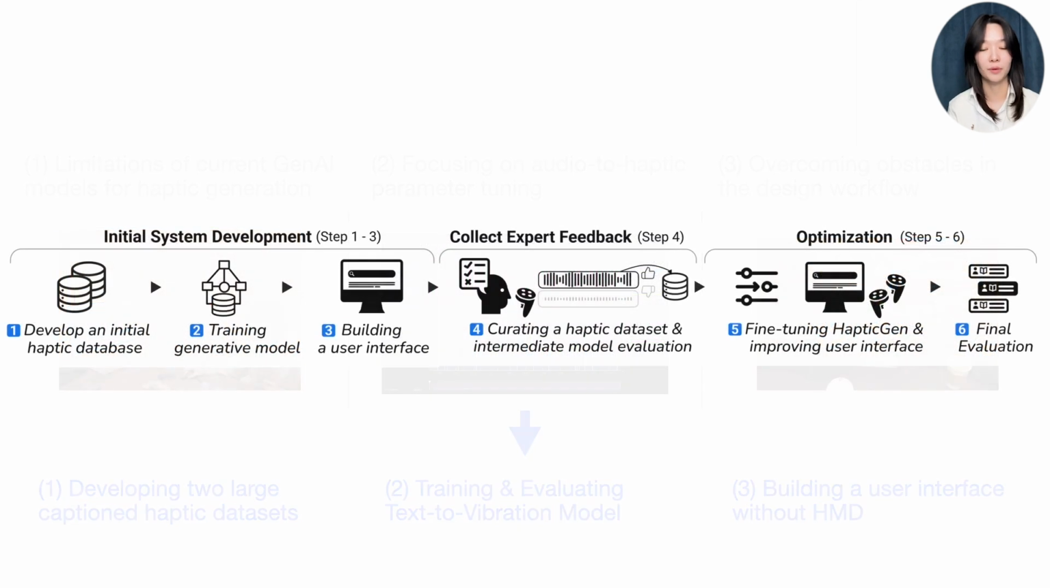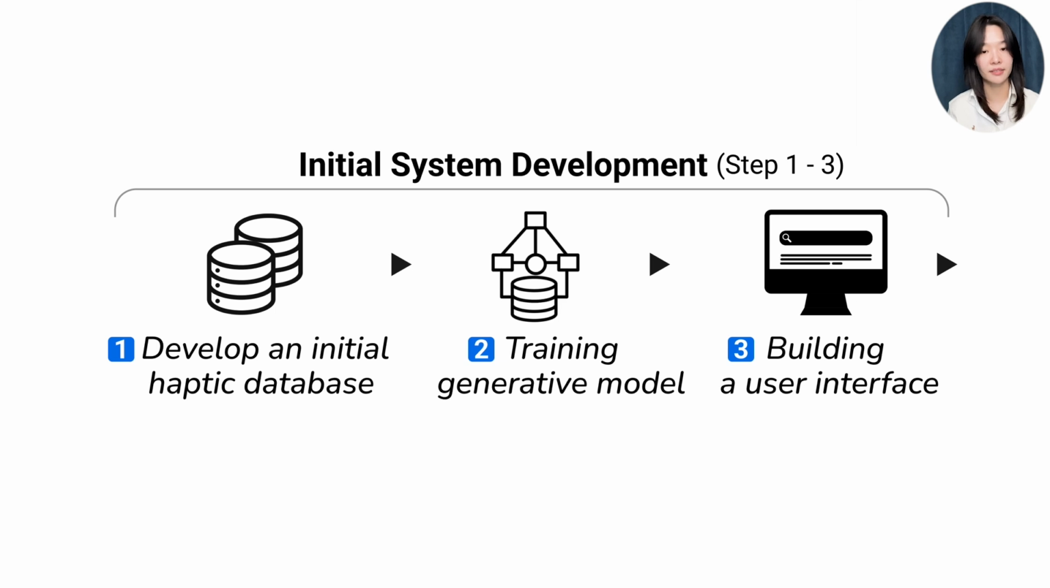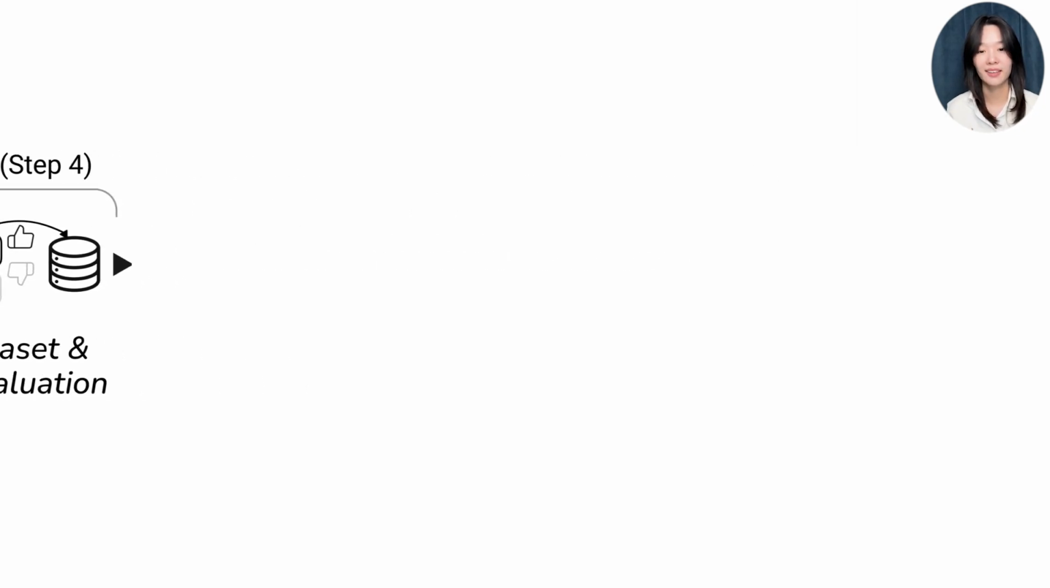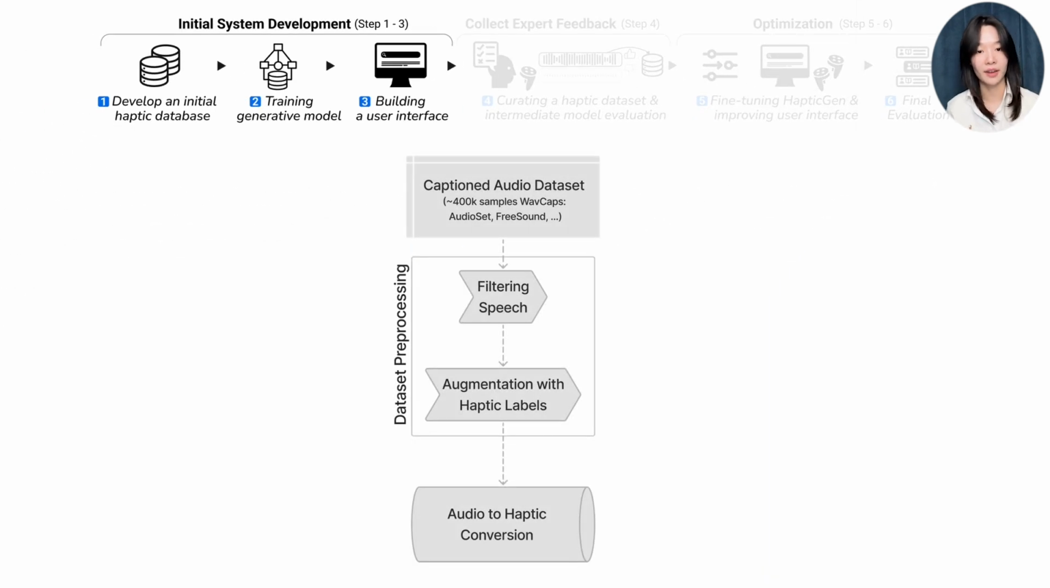We developed our model through 6 key steps: developing initial haptic datasets, training a generative model, building a user-friendly interface, curating expert feedback, fine-tuning based on this feedback, and finally evaluating the system. We started by converting the WaveCaps data, which has around 335,000 captioned audio samples, into vibrations. We chose this dataset because it's large, diverse, and well-labeled, helping us overcome the scarcity of haptic datasets.